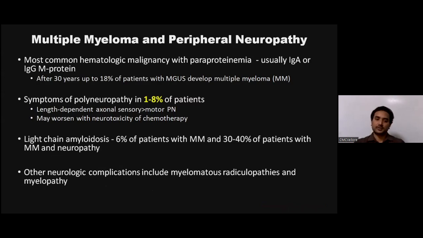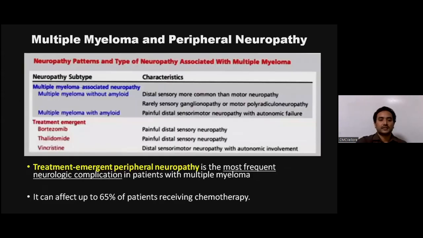Usually in multiple myeloma, most of it is masked by the neurotoxicity of the chemotherapy. As I said, they can present with compressive manifestations in the form of radiculopathies and myelopathy. These are the neuropathic patterns of multiple myeloma without amyloid and with amyloid, because we know multiple myeloma can also go into AL amyloidosis. The usual one will be distal sensory, more common than motor. With amyloid, it can become painful with autonomic features, and the remaining will be treatment related features.